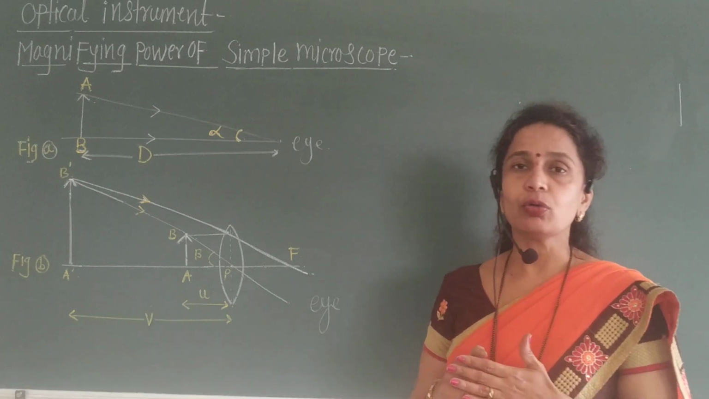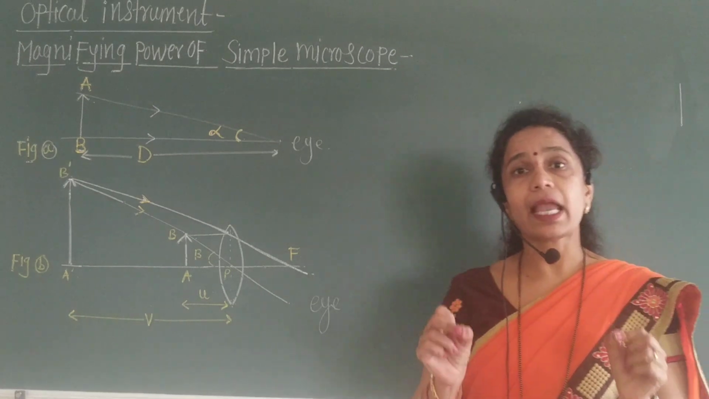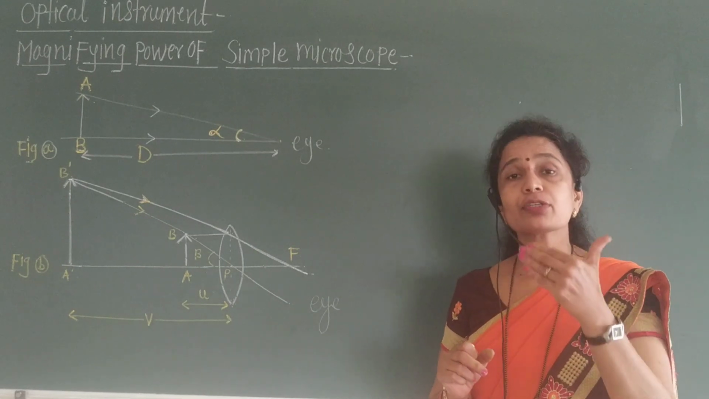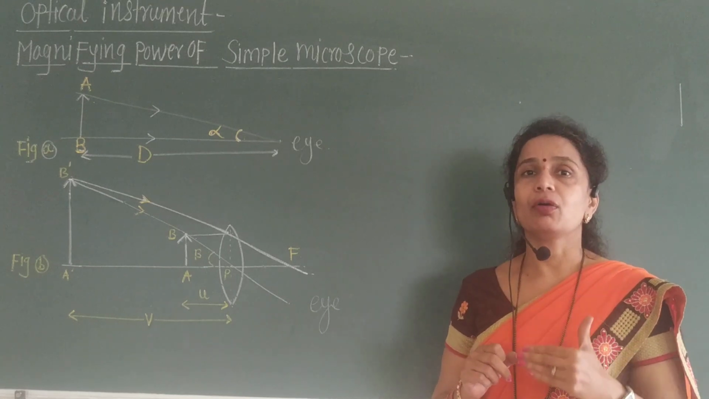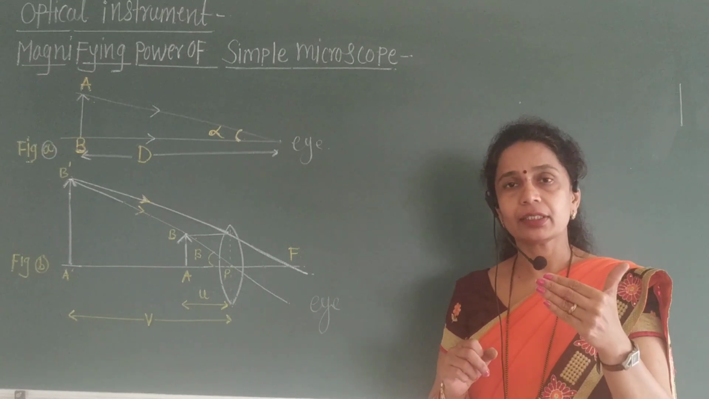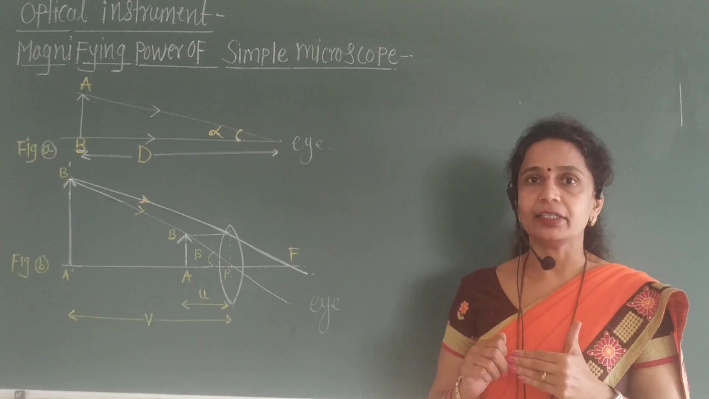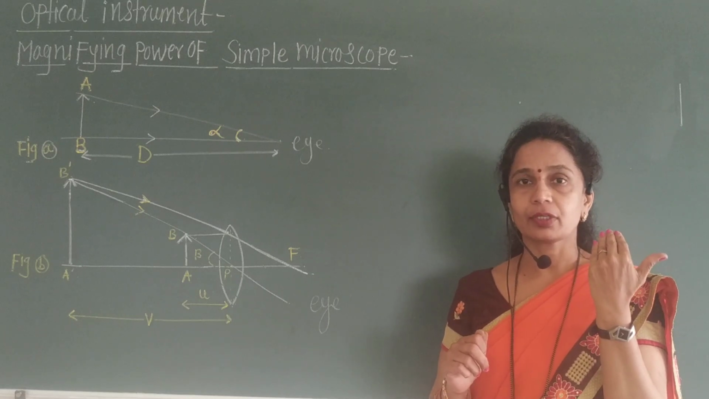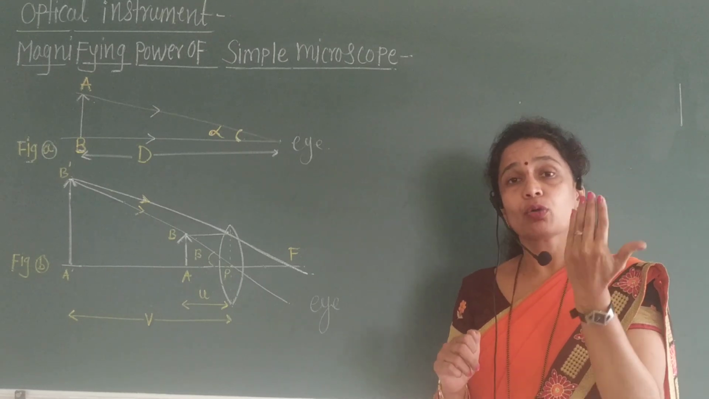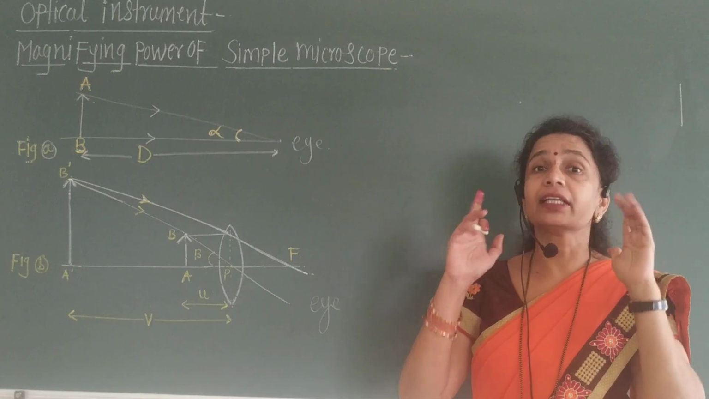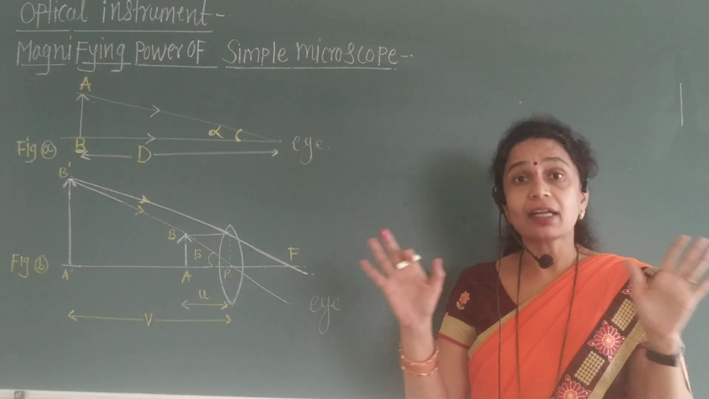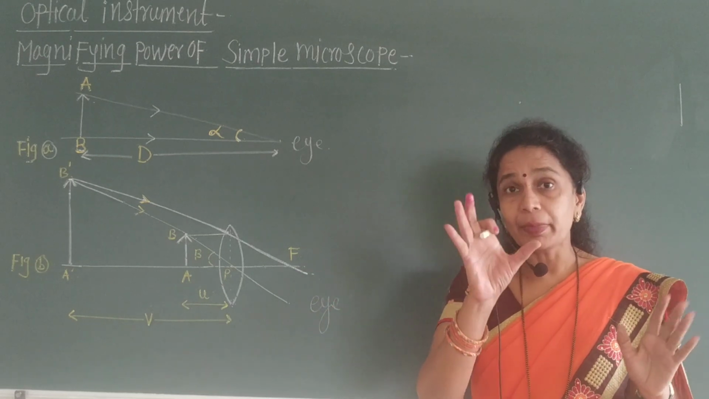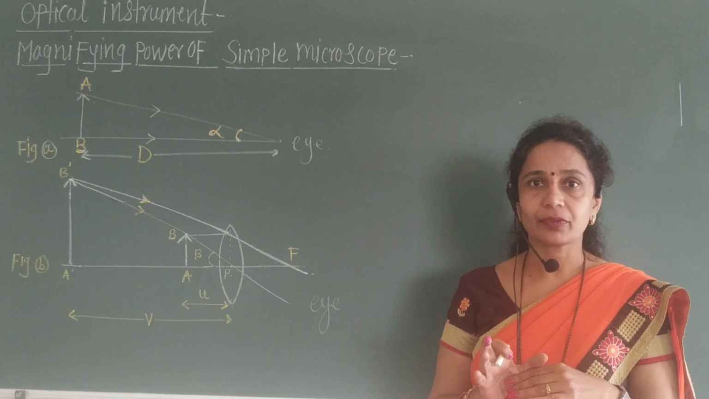When we look at any object, its apparent size depends on the distance of the object from our eye. To see a distant object clearly, it should be brought close to our eyes. But if we bring it too close, our eyes get strained. We can't see a clear image of that object. The image may be blurred.